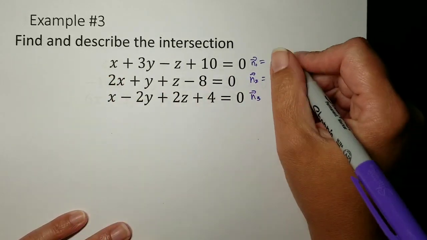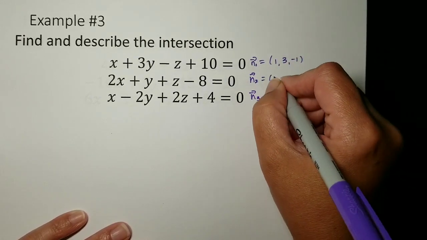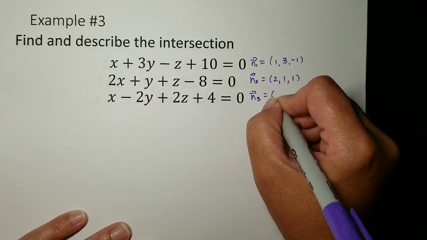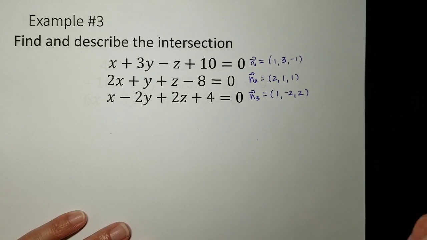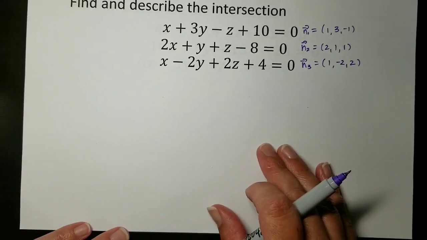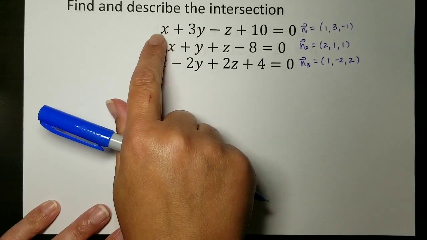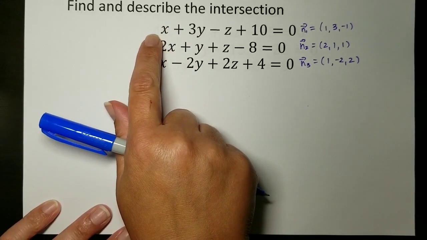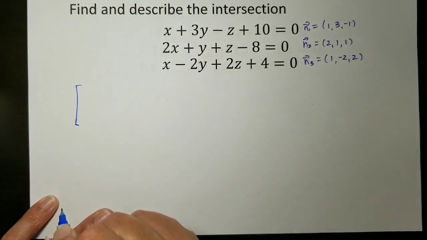So here my normals are 1, 3, -1, and 2, 1, 1, and 1, -2, 2. So again, pretty obviously we can take a look at those, and I don't have any scalar multiples. None of these planes are parallel or coincident, so I don't have any of the first 5 cases. Going to put these equations into a matrix, and again, I've organized it so that I have a 1 in the first equation, which is going to make my life a little bit easier. So I'm not going to have to rearrange my equations.